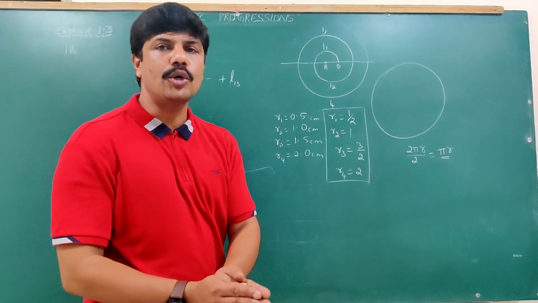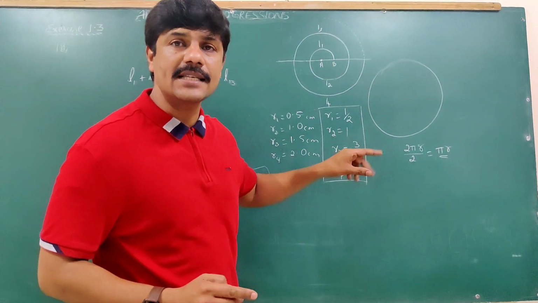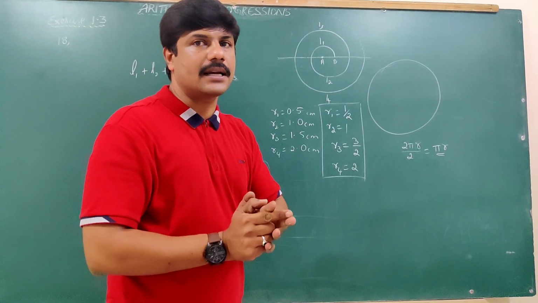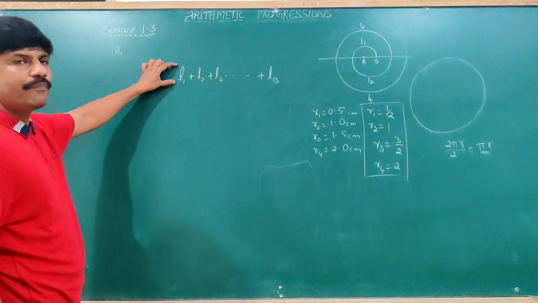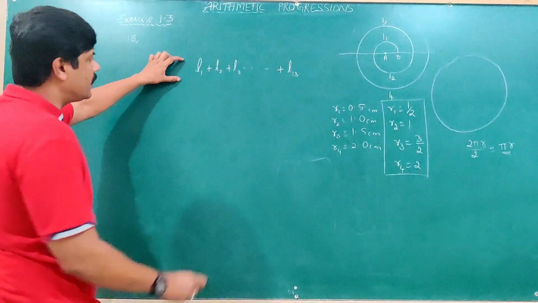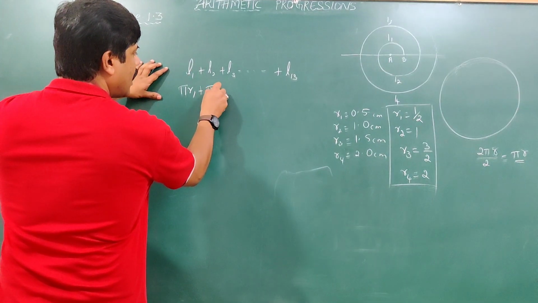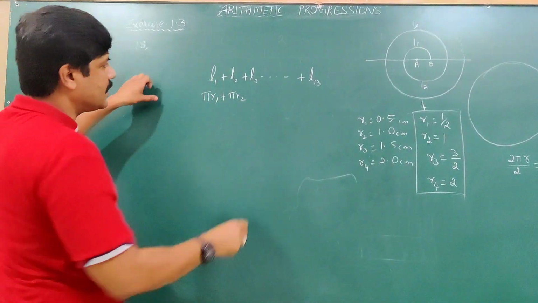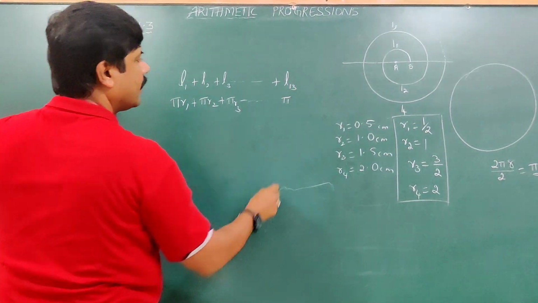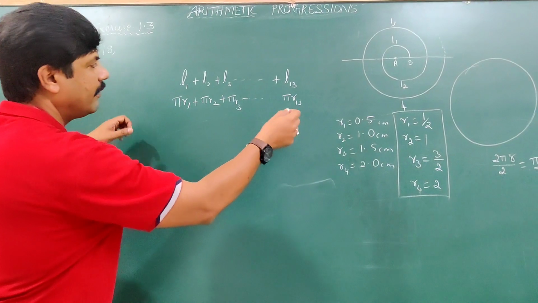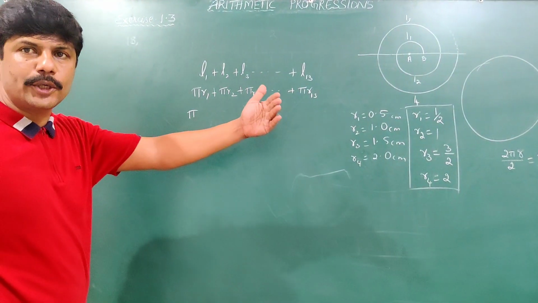With this, we are going to find the length of this spiral, which has 13 consecutive semicircles, using this arithmetic progression concept. How? Now see, the length of the first semicircle is pi r1, the length of the second semicircle is pi r2, then pi r3, etc., up to pi r13. We have to find this. Now, what is the pi value? The clue is given: 22 by 7.